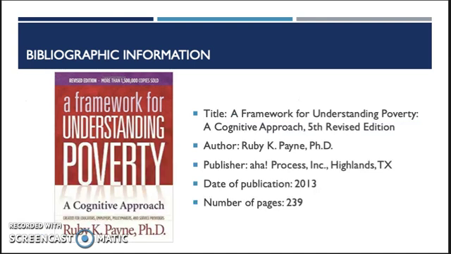The full title of the book is A Framework for Understanding Poverty, A Cognitive Approach, and this is the 5th revised edition of that book. The author is Dr. Ruby Payne, and the book was published by EHS-556 Incorporated in Highlands, Texas. The publication date for this edition is 2013. There are 239 pages in the book.